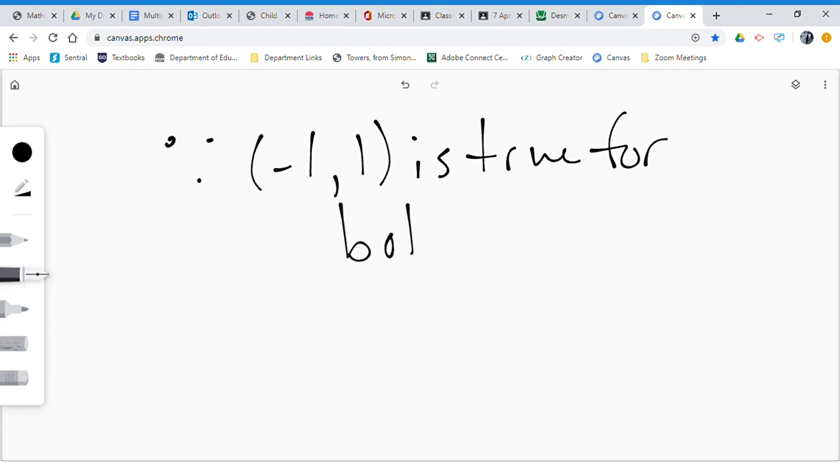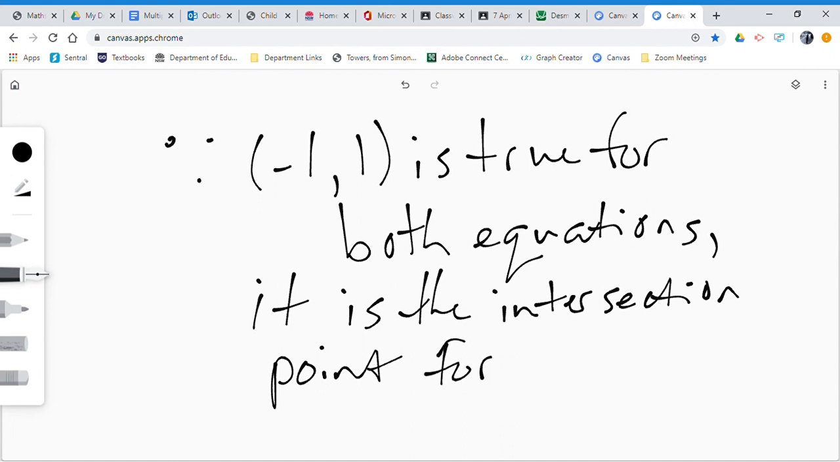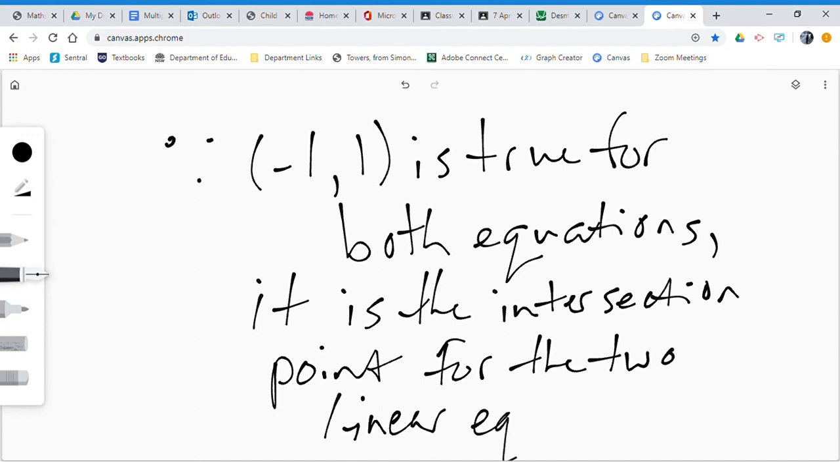And I would say something like, since negative 1 comma 1 is true for both equations, it is the intersection point for these two linear equations. Perfect. All right. I'll do one more example.